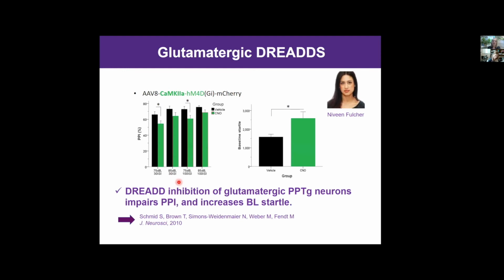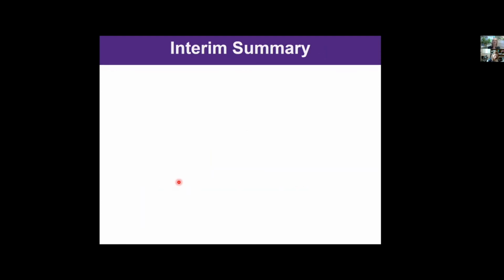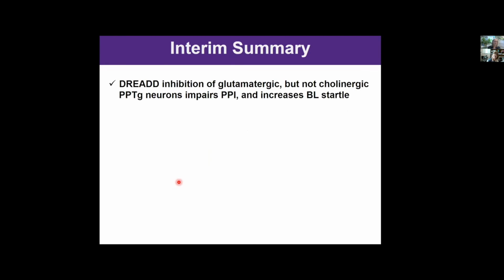We still don't know about the GABAergic neurons, and unfortunately there's no construct that we can use on the GABAergic neurons. So again, maybe a little interim summary. DREADD inhibition of glutamatergic, but not cholinergic neurons in the PPT impairs PPI and increases baseline startle. We don't know about the GABAergic neurons, and we don't have a construct to actually ask it.